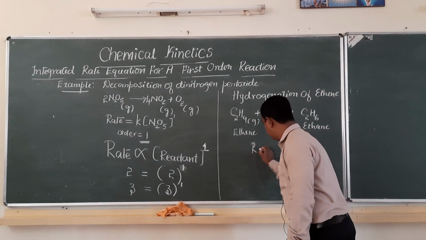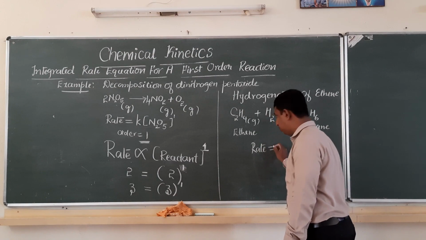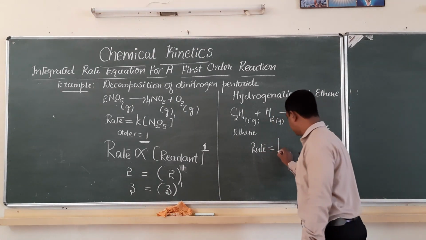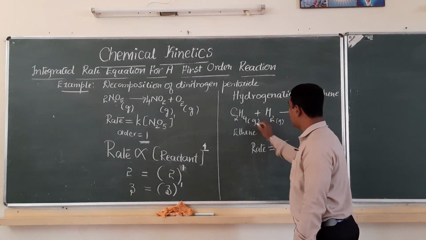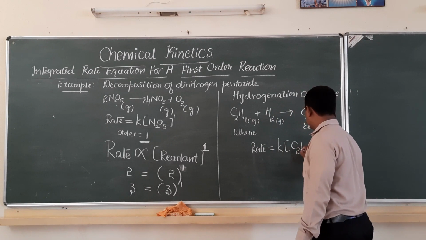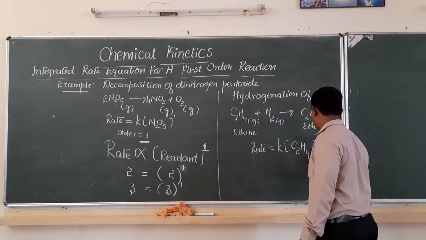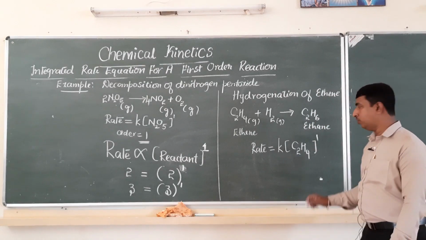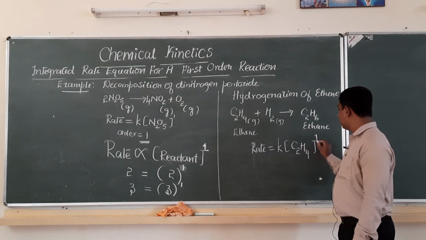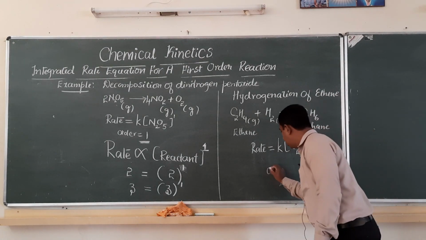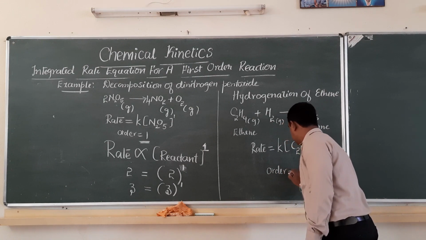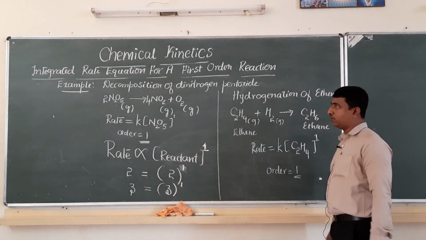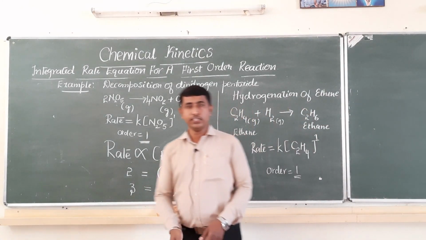ethane. So the rate law for this reaction is found to be rate equal to K into concentration of the reactant, that is C2H4, power 1. So order of the reaction is equal to 1. So first order reaction means what?